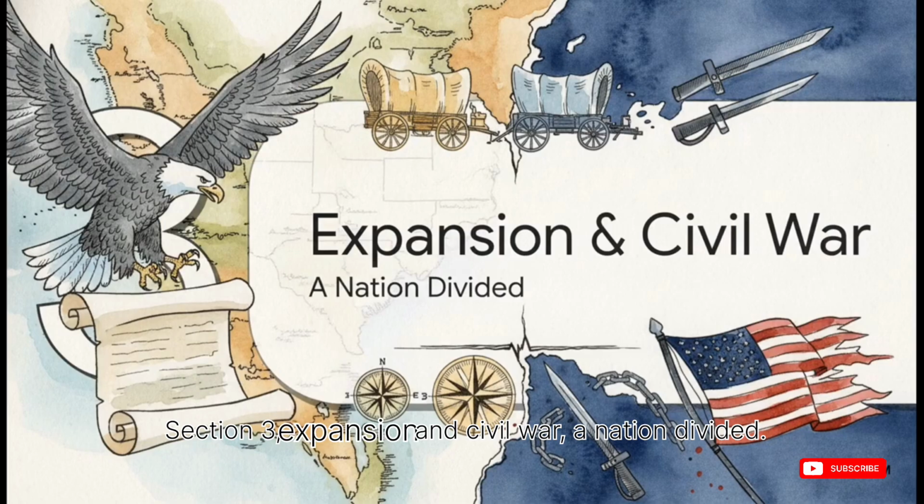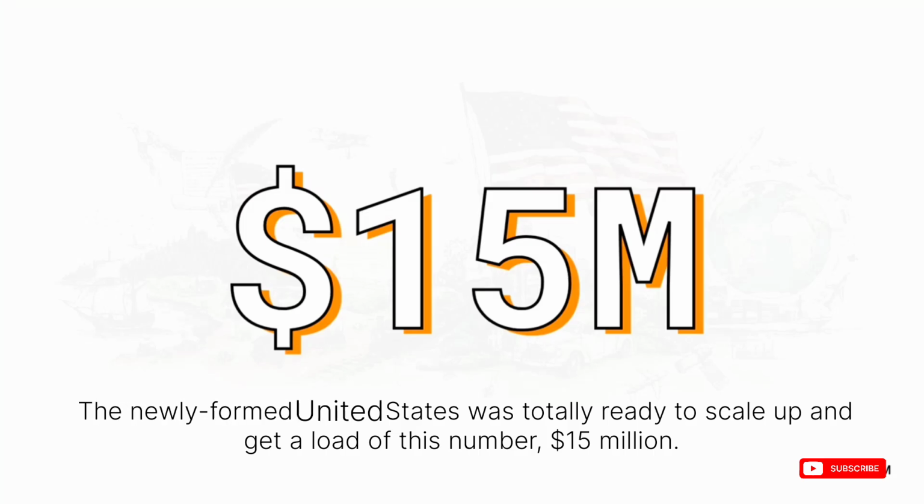Section 3, expansion and civil war. A nation divided. The newly formed United States was totally ready to scale up. And get a load of this number, $15 million.